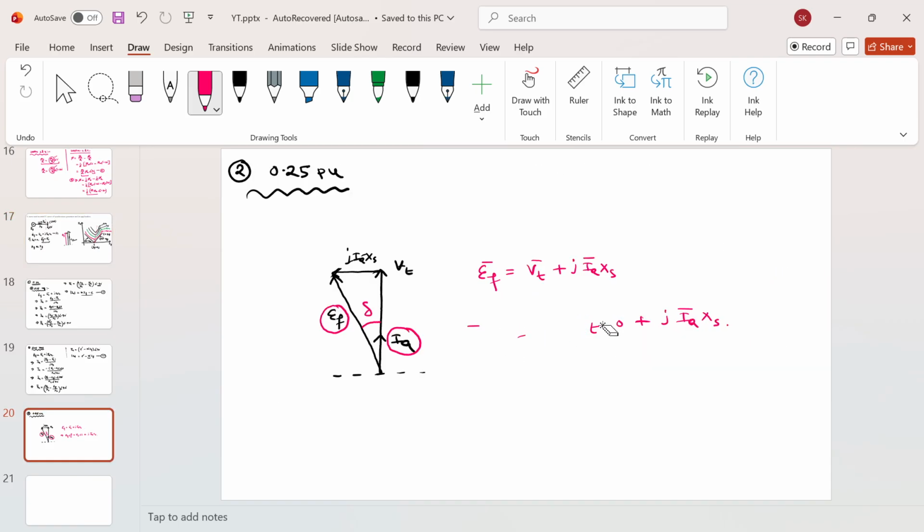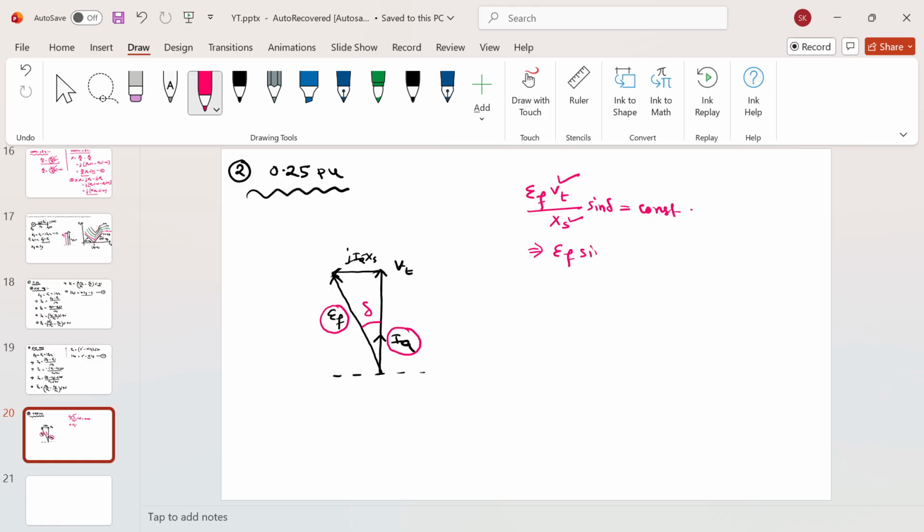Let's say your active power delivery is constant. That means if I have this thing, EF VT by XS sine delta is constant, this is nothing but active power. My terminal voltage of the infinite busbar is constant, XS is constant. So my EF sine delta must be constant. For a constant active power delivery, if you want to change the operating power factor of a synchronous machine, this particular condition has to be satisfied.